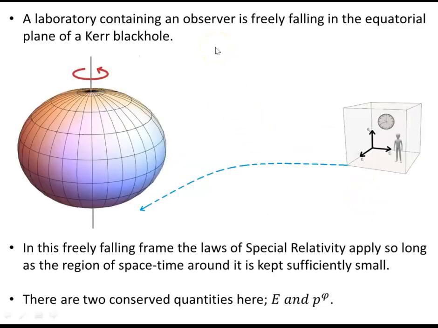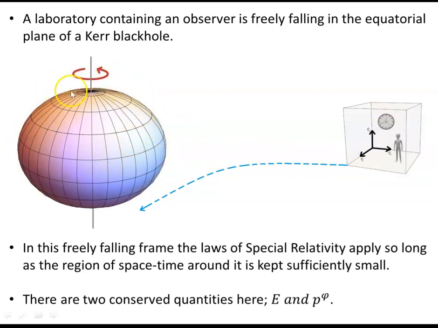All right, so a laboratory containing an observer is freely falling in the equatorial plane of a Kerr black hole. In this video series, I've always been looking at the co-rotating or prograde case, but I'm going to focus now on the counter-rotating case, but I'll do that by comparing it with the prograde case. You can imagine a laboratory here with an observer in it, and they're freely falling in the equatorial plane of this rotating source mass here.